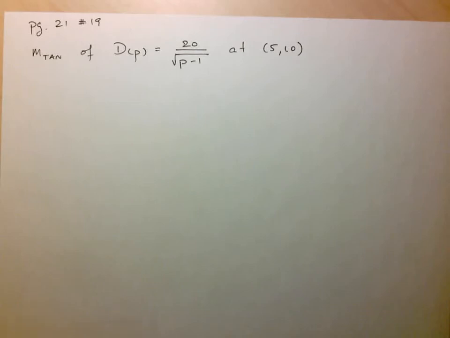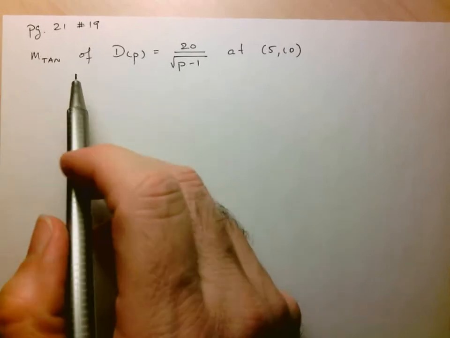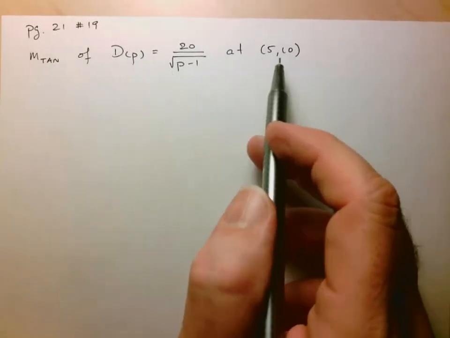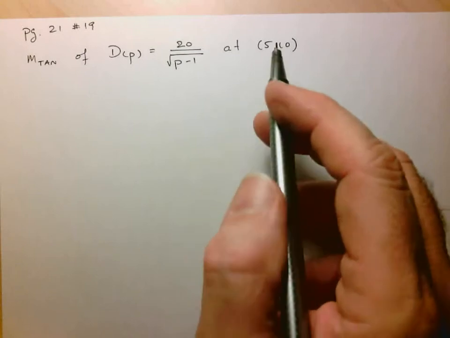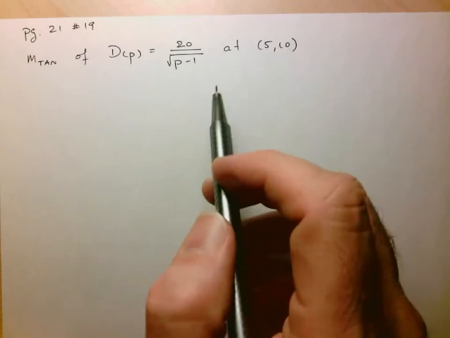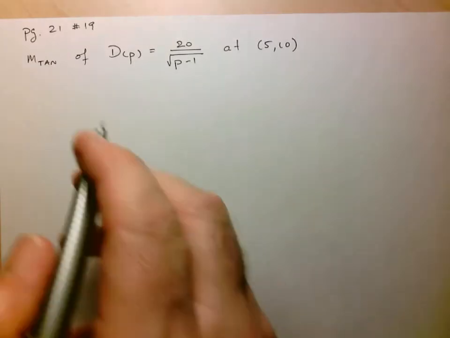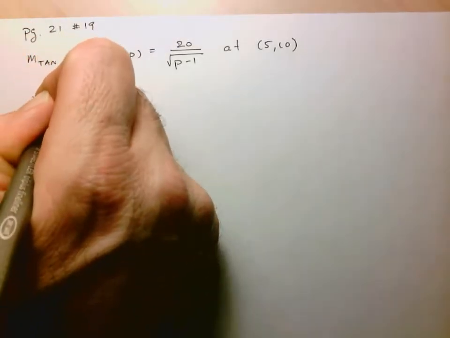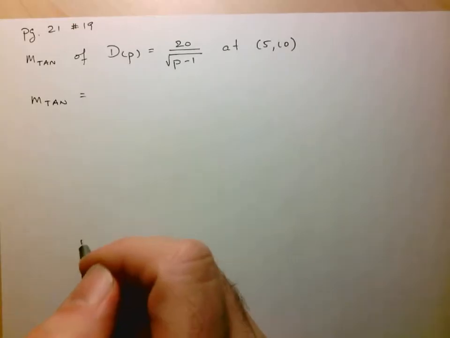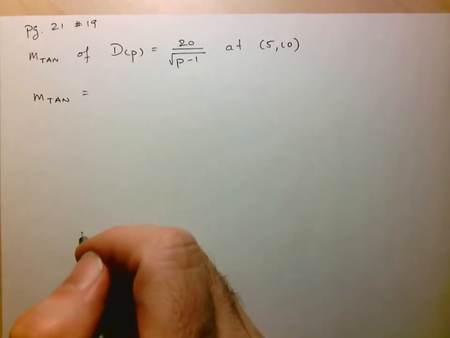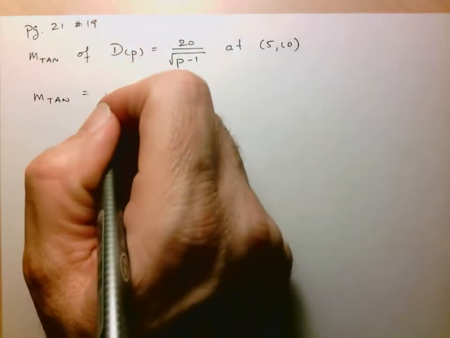Hi folks, we're going to take a look at the solution to number 19 on page 21. Here they're asking us to find the slope of the tangent of this function at the point (5, 10). Notice they give you the y value instead of just indicating the particular x value, or in this case p value. So step one, there's not really much to think about here because we have a definition for the slope of the tangent now, and we just apply it.